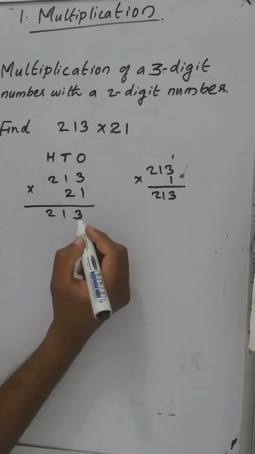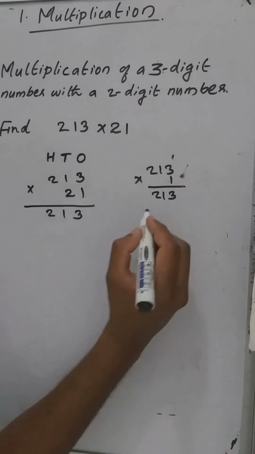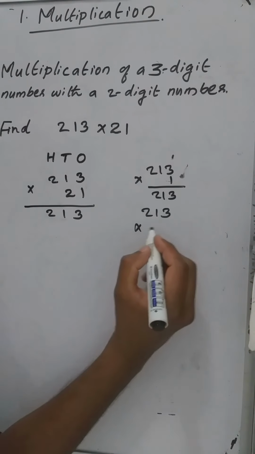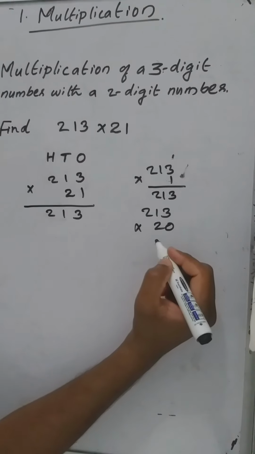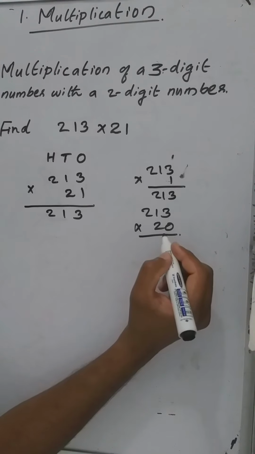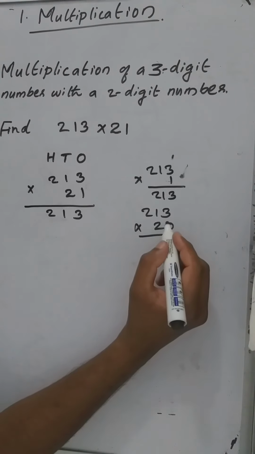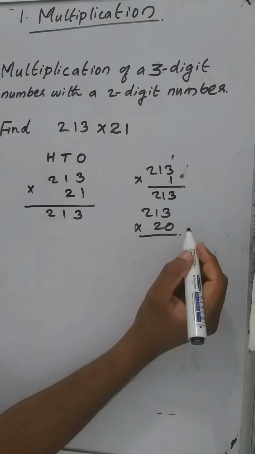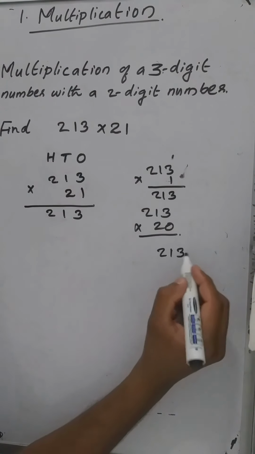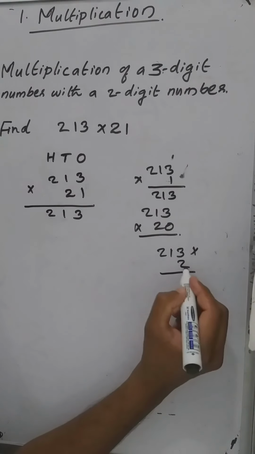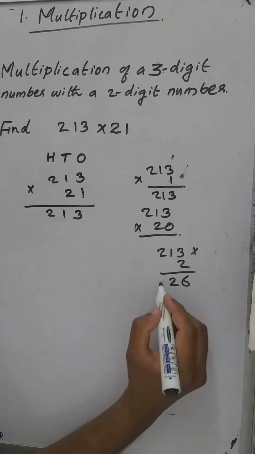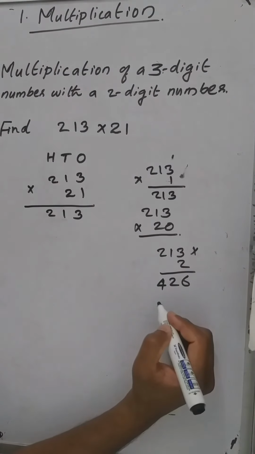213. Now in the second step we have to multiply 213 by 20. So for multiplying any number by 20, what you have to do? Remove the 0, multiply, and after that put the 0 on the right side. So 213 multiplied by 2. 2 3s are 6, 2 1s are 2, and 2 2s are 4, 426.